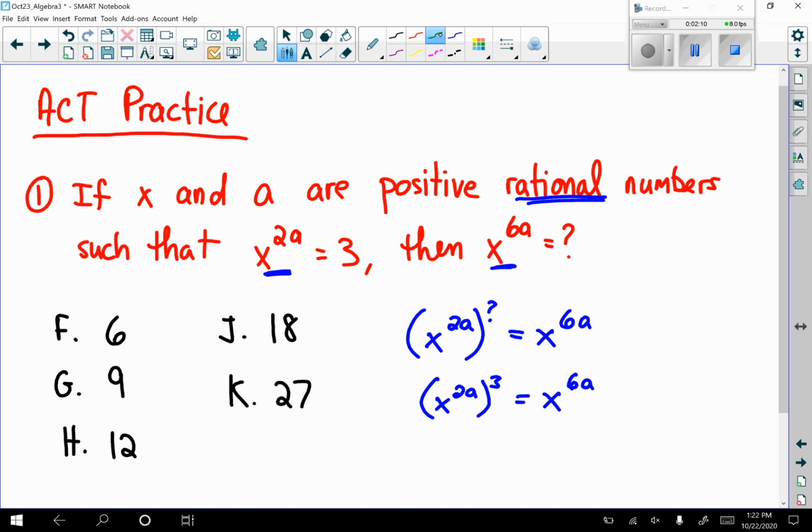Well, now I know x to the 2a is equal to 3, so now this becomes 3 cubed, which will help me determine what x to the 6a is. So 3 cubed is what, guys? It's 27, so the answer here is K, 27.